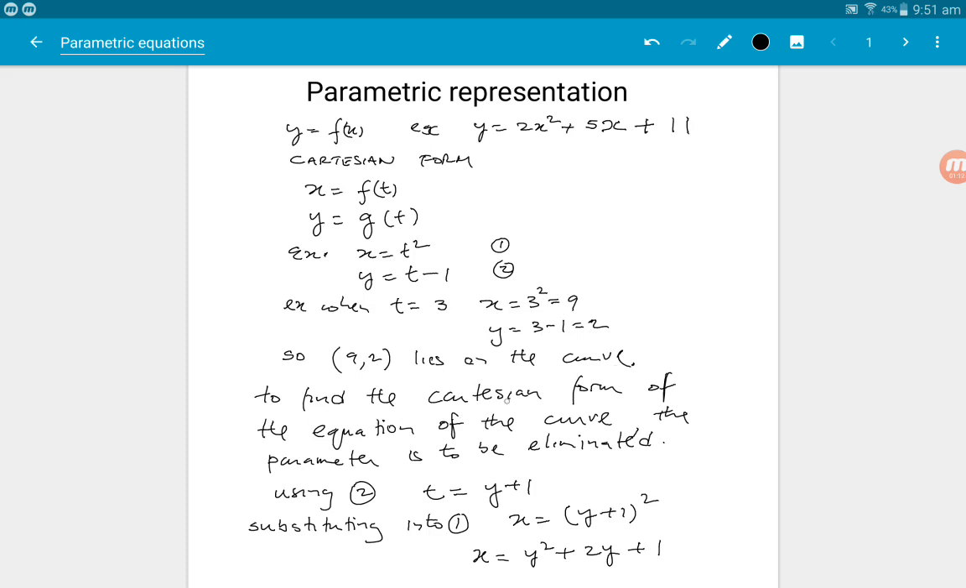Now to find the Cartesian form of the equation of this curve, the parameter is to be eliminated. So if I use the second equation and make t the subject, t is therefore equal to y plus 1. And then I'm going to substitute that result into the expression for x. So x is equal to (y plus 1) squared, and expanding, I get that x equals y squared plus 2y plus 1. And this is actually an equation of a parabola.